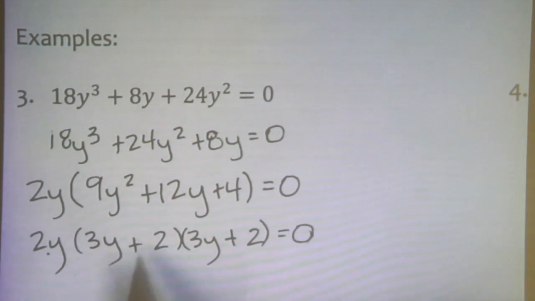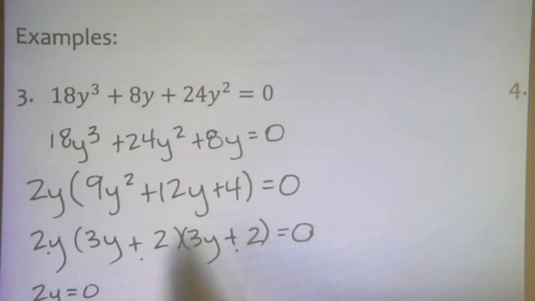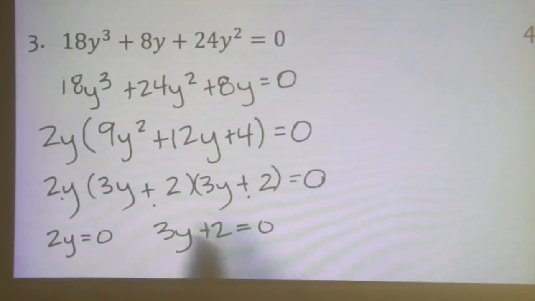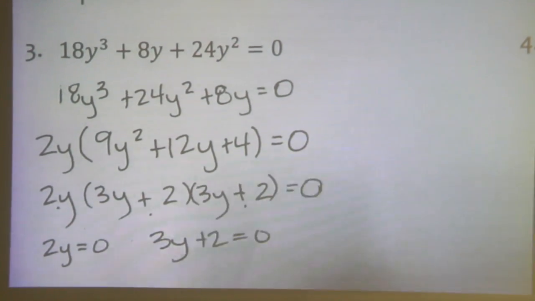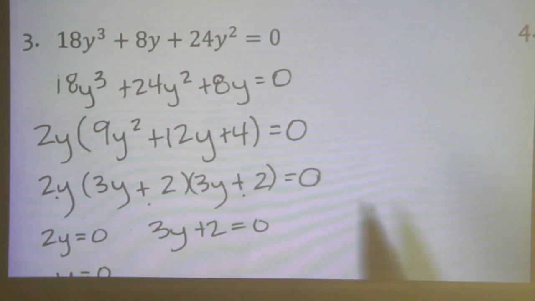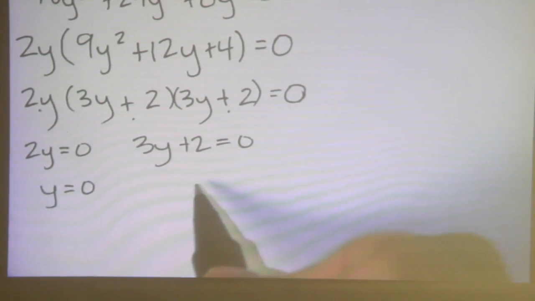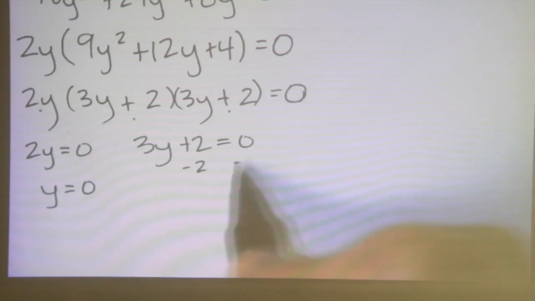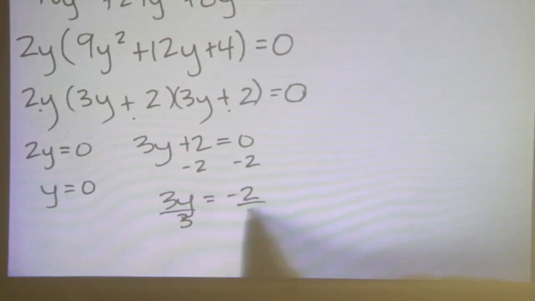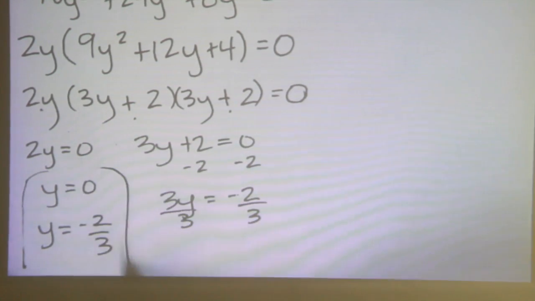I set each of these factors equal to 0. I have 2y equals 0, and I have 3y plus 2 equals 0. I'm not going to write it out twice because it's the exact same equation. Solving for y, we get y equals 0 here, and we get y equals negative 2 over 3 on this one. If you subtract 2, divide by 3, y equals negative 2/3 and 0.